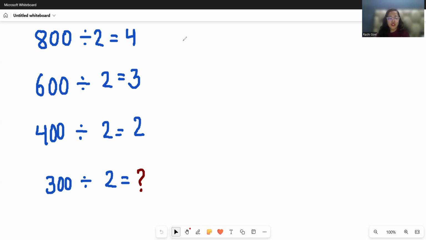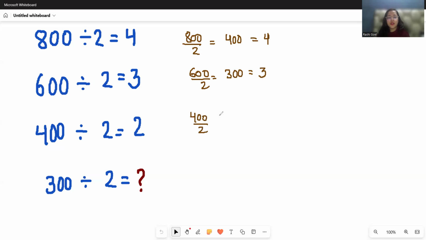So 800 divide 2. In actual, 800 divide 2 gives 400, but they eliminate the 0 and write only 4 here. So 600 divide 2 is 300, but they write it as 3. 400 divide 2 is 200, they give us 2. So similarly, 300 divide 2 is 150, and they write only the first two digits, that means divided by 100. So when we divide it by 100, we get 1.5. So what replaces the question mark?